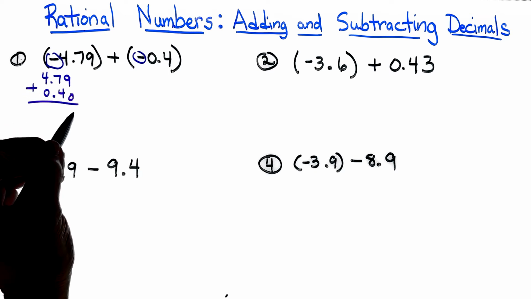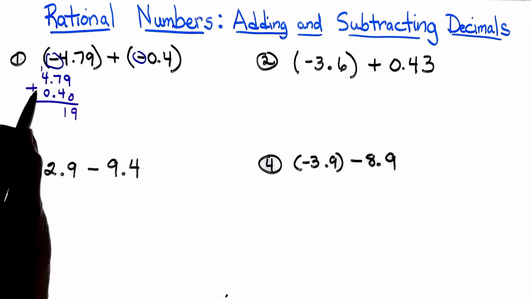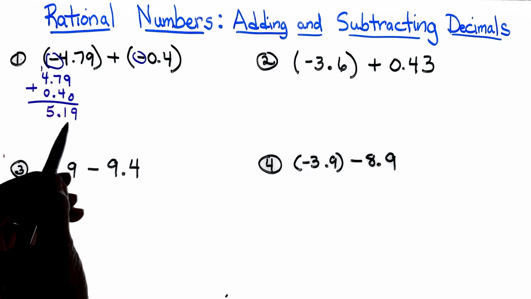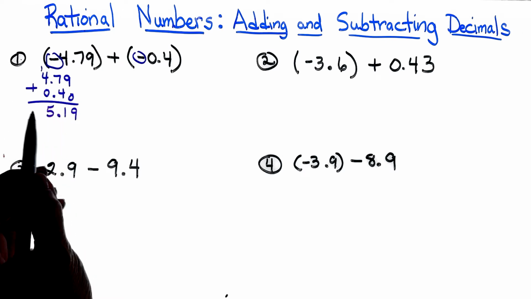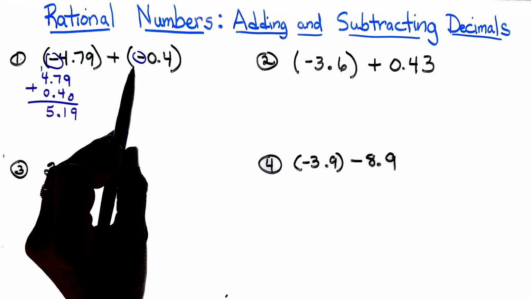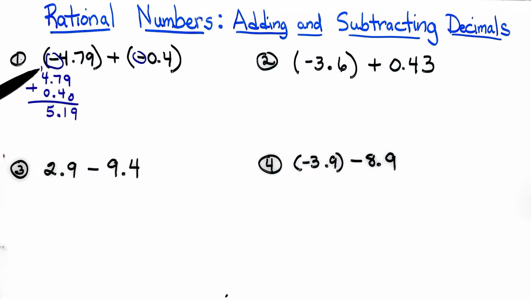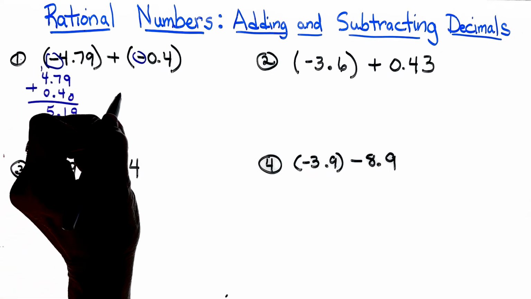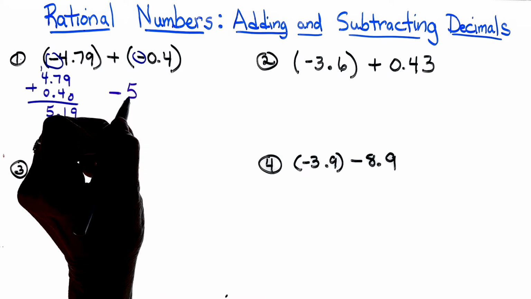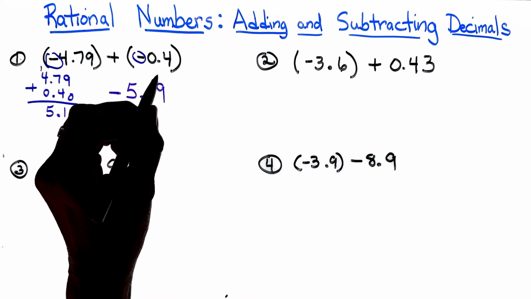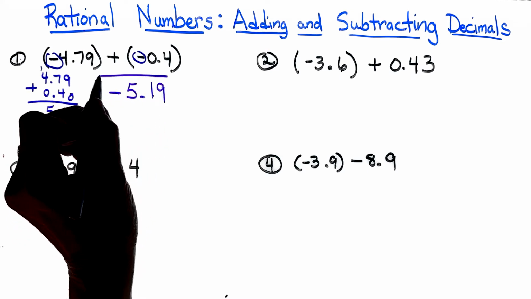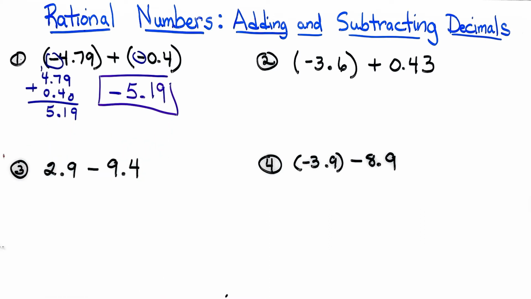So as I'm adding this, 9 plus 0 is 9, 7 plus 4 is 11, carry a 1, 4 plus 1 is 5. So I end up with 5 and 19 hundredths. Well, now I'm going back to my original problem. Remember, they were both negative. So my answer is going to be negative 5 and 19 hundredths. Again, that is a negative.